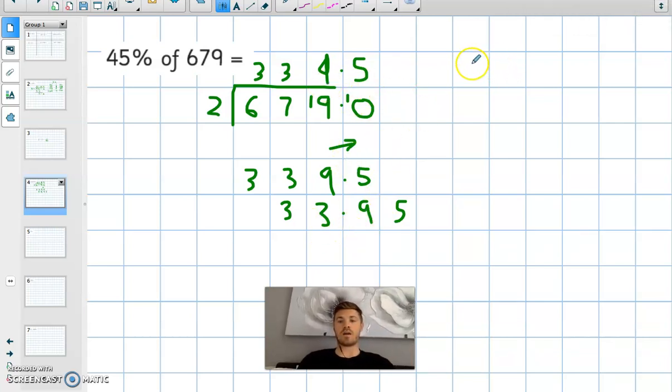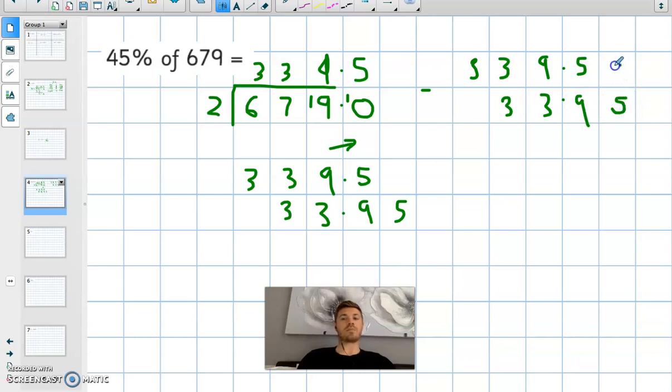So over here, I'm going to write my 339 on the top of my formal method because it's the larger number. And then I'm going to take away 33.95. And very important that you line the dots up correctly. And as you can see here, I need to put in a placeholder. Okay.